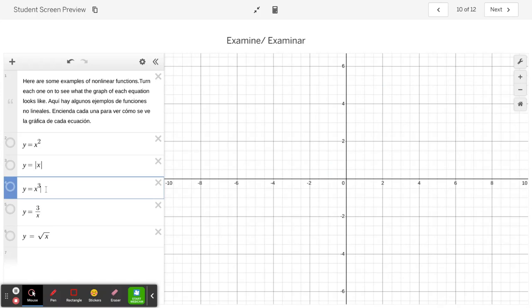Third one, now we've got an exponent, but it's to the power of 3. When I turn that one on, instead of it being a U, half of it's a U, the other half flips down. Not linear.